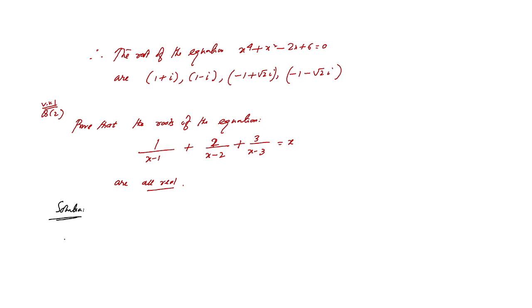So how to solve this problem? What is given? The given equation is 1 by x minus 1, 2 by x minus 2, 3 by x minus 3 equals x. It's a very nice equation, and you will see this equation is a polynomial equation. If you multiply this out, this equation is of degree 4.